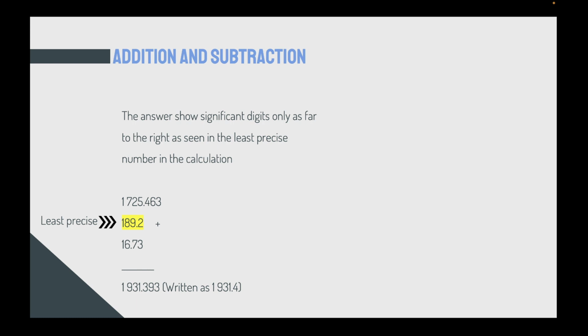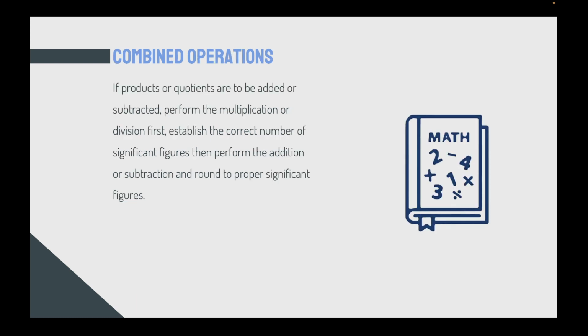Guys are good? Okay. Now if you have combined operations, it means you got more than one operation, could be division, could be subtraction, addition, and so on. If the products or the quotients are to be added or subtracted, perform the multiplication or division first. That's how you do it. And you follow all the rules for division and multiplication to get the significant figures. Then you establish the right number of significant figures. Then you perform your addition and subtraction to reduce complexity in this case. And eventually you round to the proper significant figures.